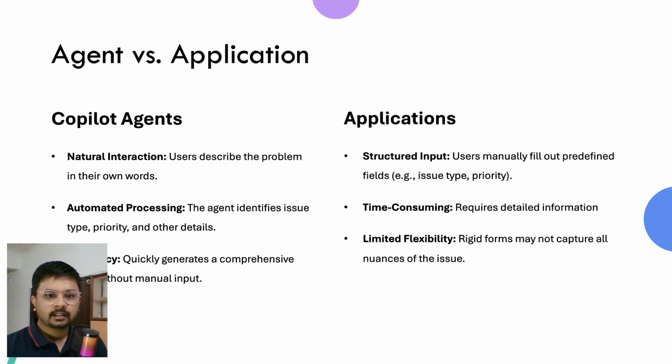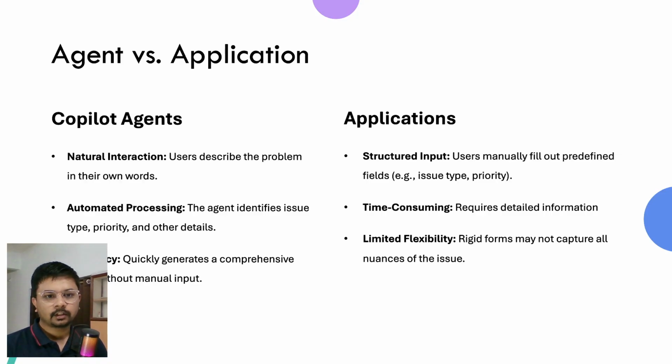Now, how is the agent different versus the application? If you take an example of any application, let's say there is an IT helpdesk system. Now, you want to create a ticket on that system. So the process will be, you have to click on some new button, you have to fill up the whole form: title, description, priority of your issue, some images you want to attach, right? So it's a systematic process.